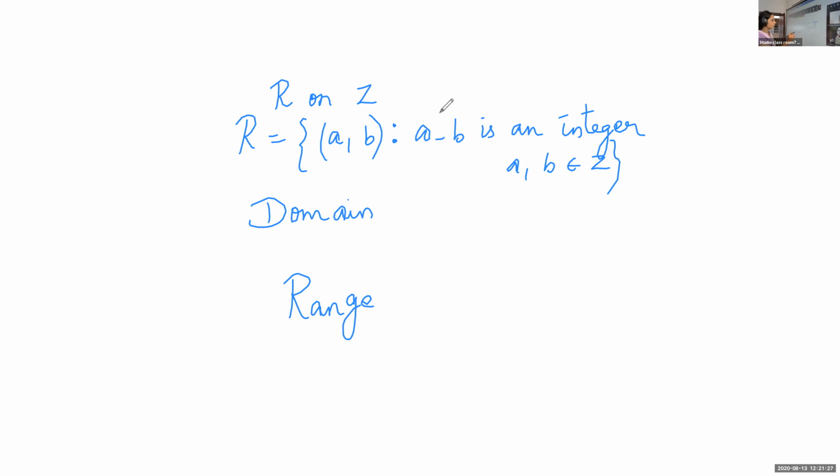So what will be the domain here? Z, the set. You'll be getting all the integers. Domain is Z. What is the range?